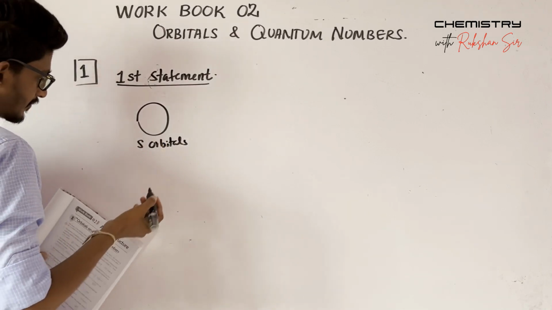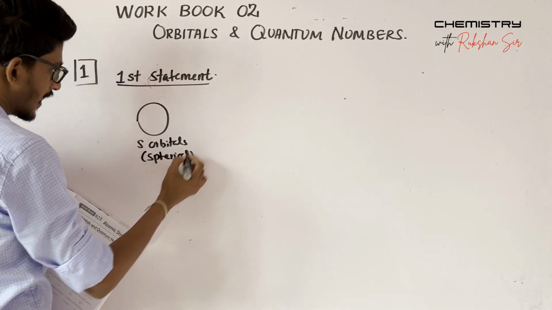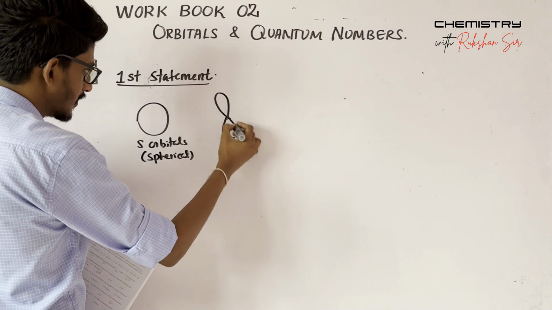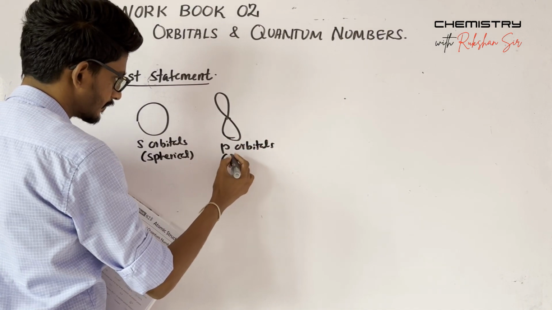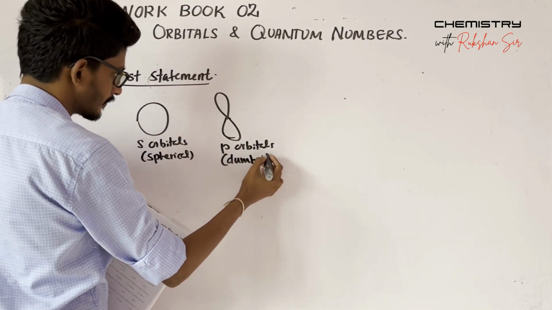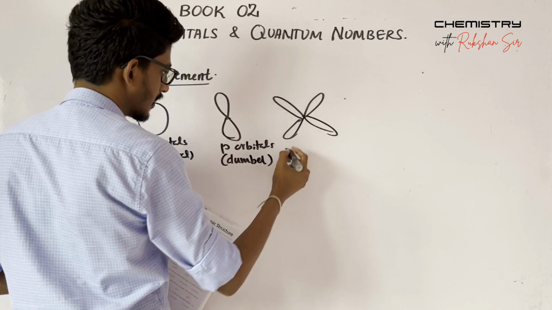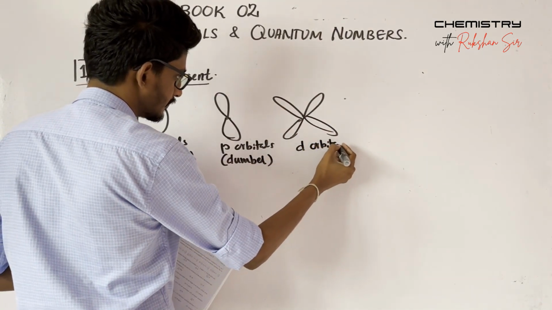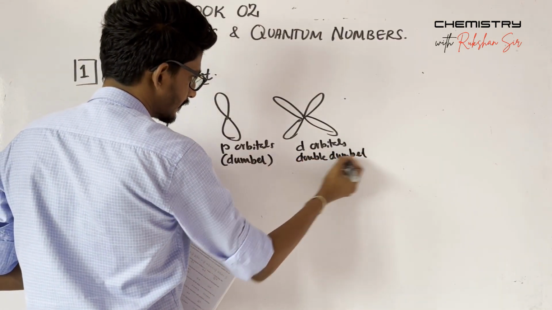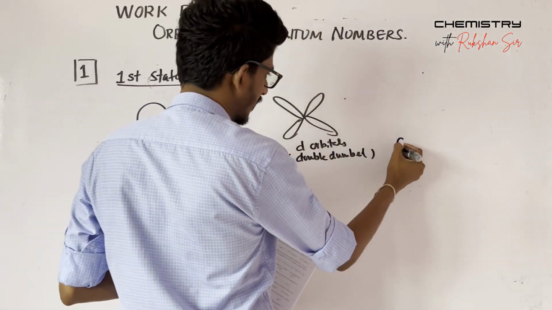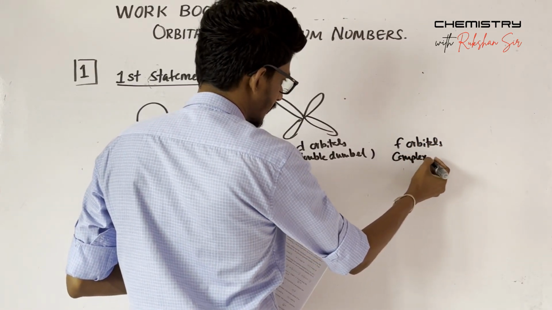The s orbitals are basically spherical shaped, and we have p orbitals which are dumbbell in shape. Then we have d orbitals, which are double dumbbell. Then we have complex shaped f orbitals.